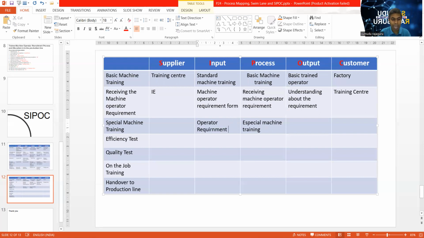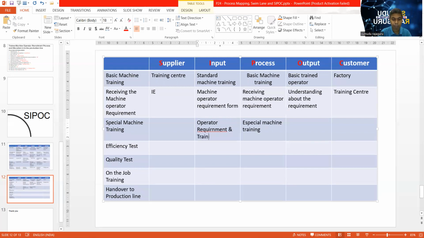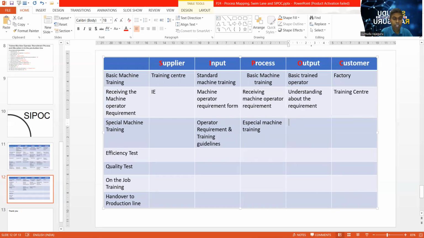Operator requirement and training guidelines. Okay, training guidelines. Then what is the output? Okay, special trained operator.